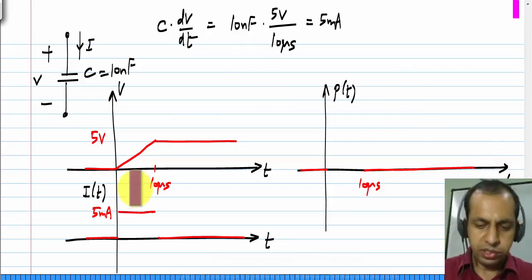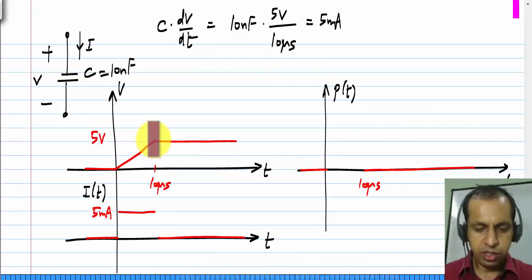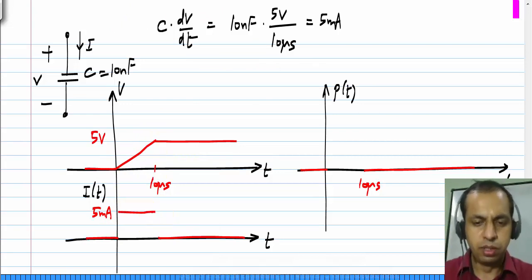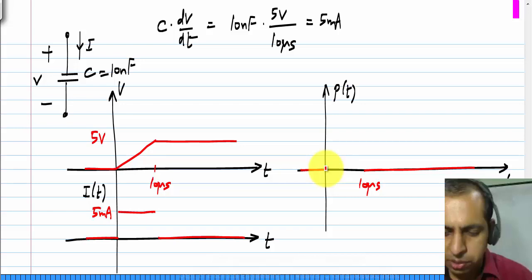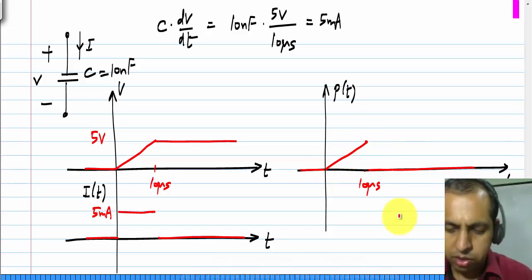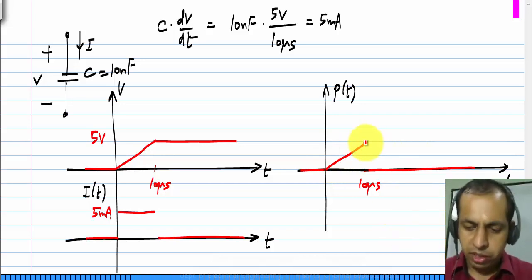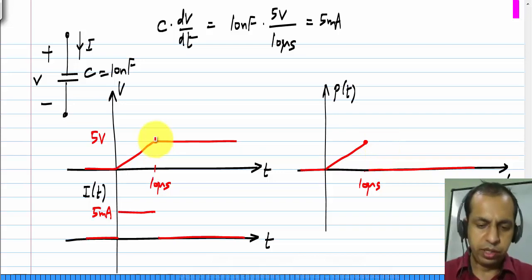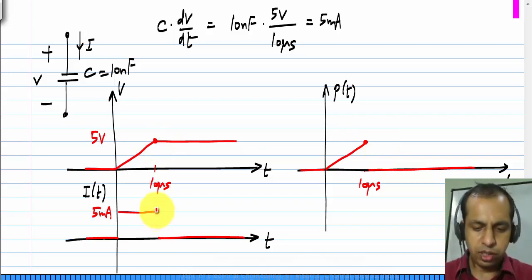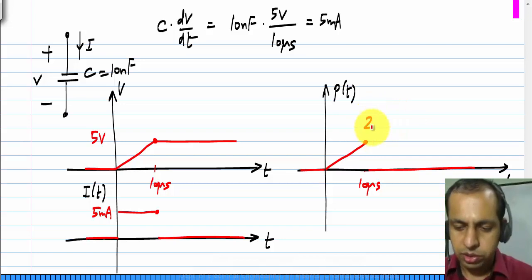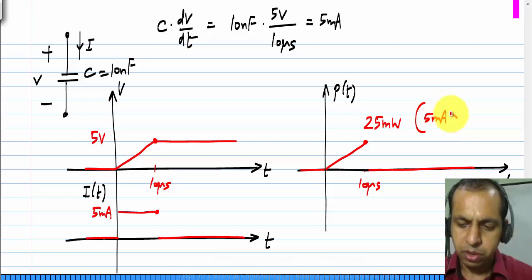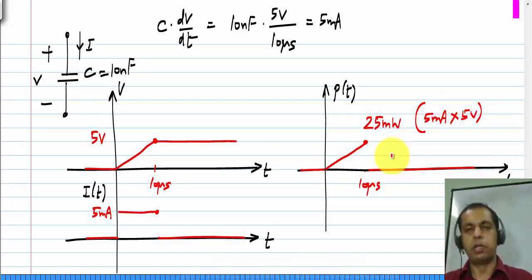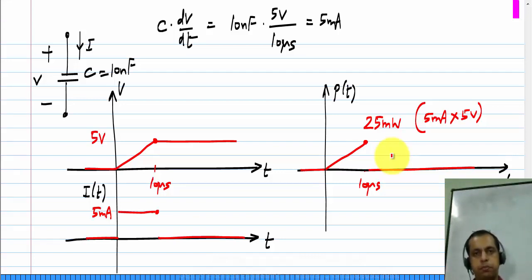And in between these intervals, we have a straight line like this multiplied by a constant. So this is a similar straight line. And the value it reaches here at t equal to 10 microseconds is the product of this value, 5 volts, and this value, 5 milliamps. So this is 25 milliwatts. This is 5 milliamps times 5 volts. So this is how the power absorbed in the capacitor changes with time.